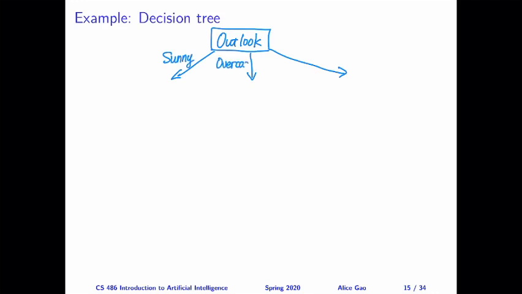Our order suggests that we will test Outlook first. So this is going to be the root of our tree. Outlook has 3 values: sunny, overcast, and rain. Notice that this is already an example where we're not doing a Boolean test because this feature has 3 values. So we'll have 3 branches: sunny, overcast, and rain.